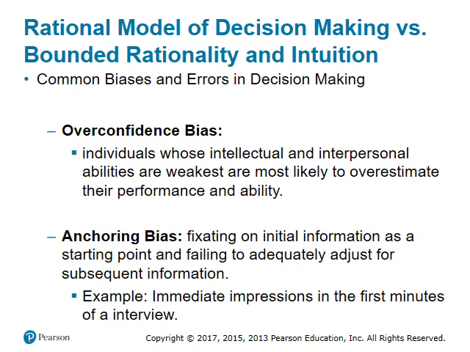Now, let's explore some common biases and errors in decision making. The first is overconfidence bias. Individuals whose intellectual and interpersonal abilities are weakest are most likely to overestimate their performance and ability. The tendency to be too confident about their ideas might keep some from planning how to avoid problems that arise.